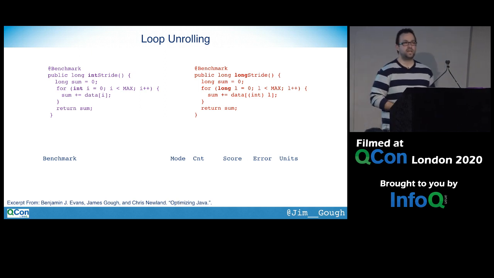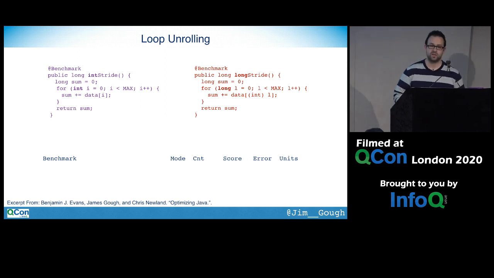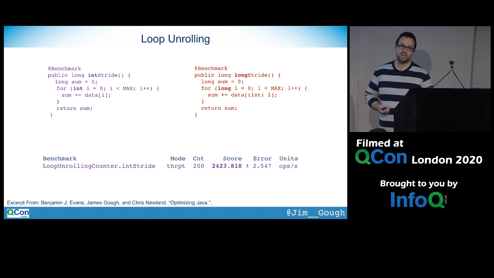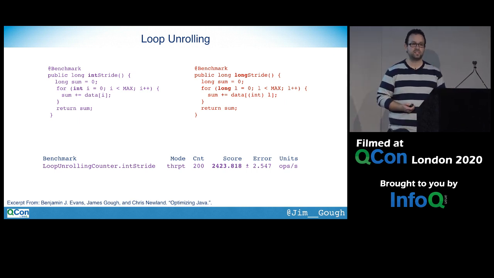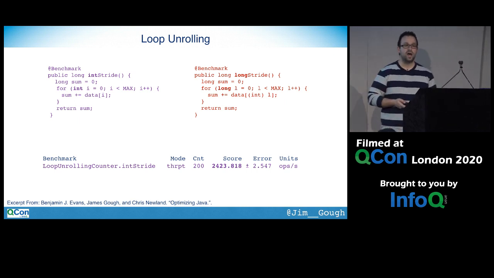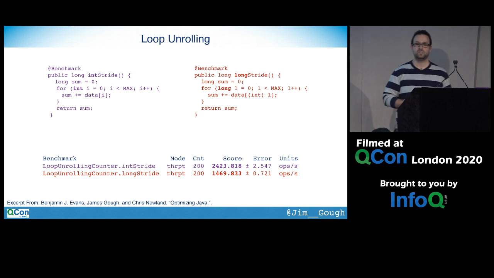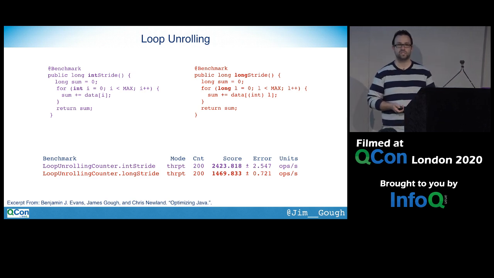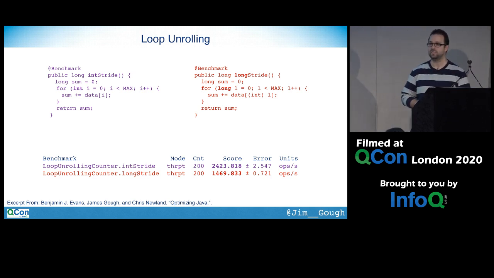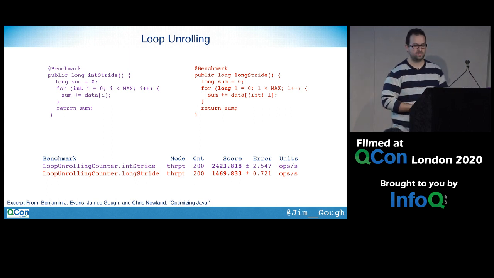So there's a little benchmark here. This is straight out of Optimizing Java, where you are running an int through the same code, basically the same thing, but using an int versus a long. With an int you end up with a throughput of 2,400 operations per second, whereas if you're using a long, that drops off to 1469. So you lose a lot of performance there just by how you create your loops.